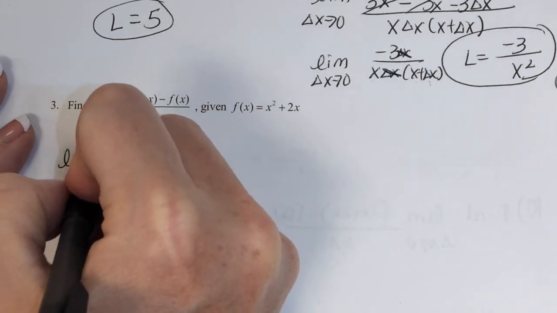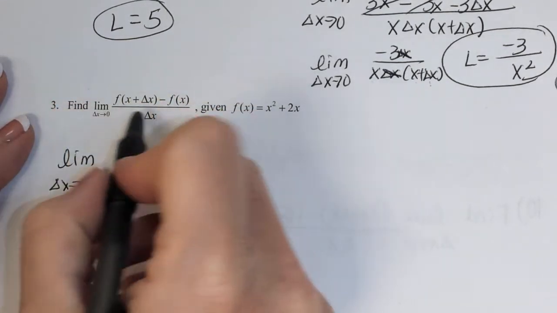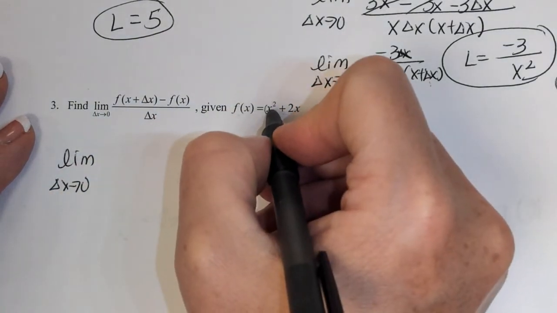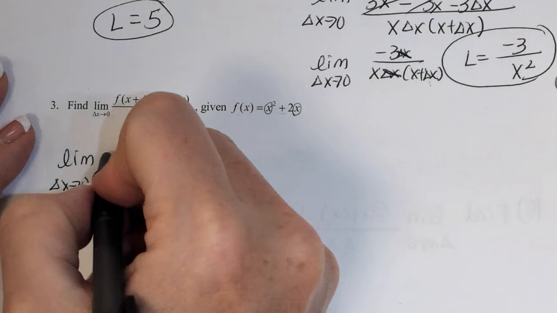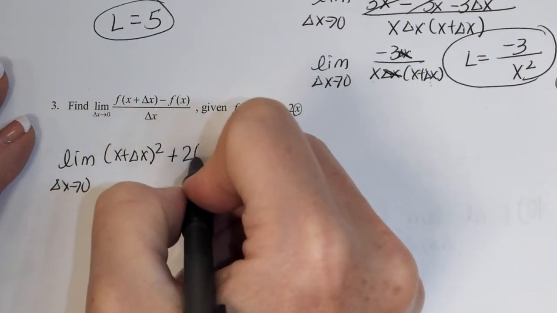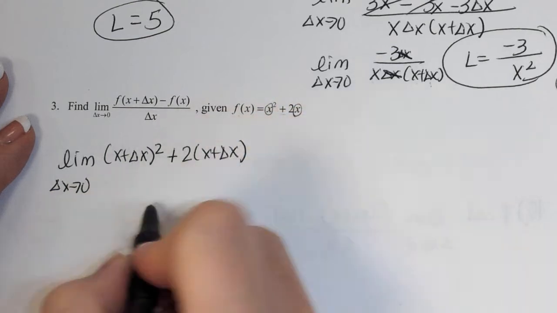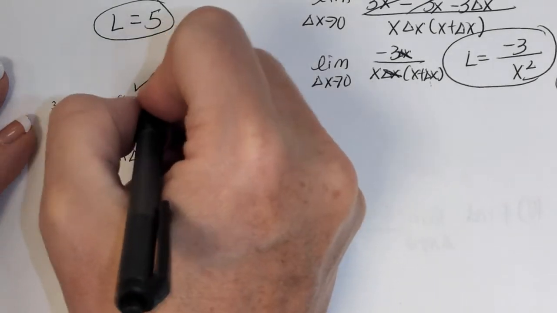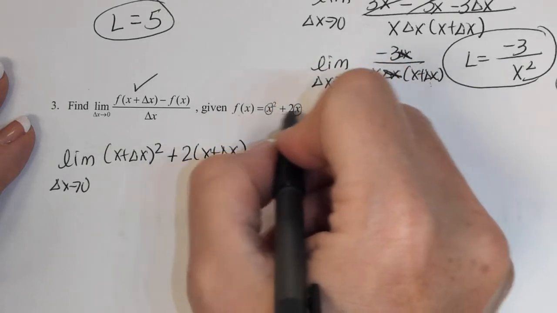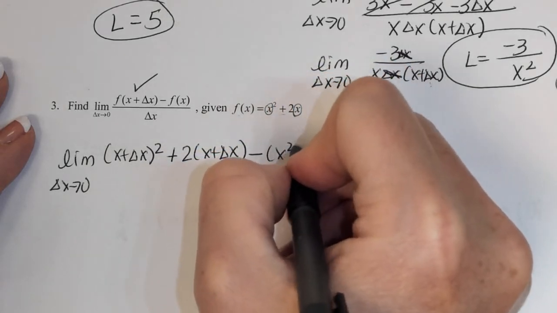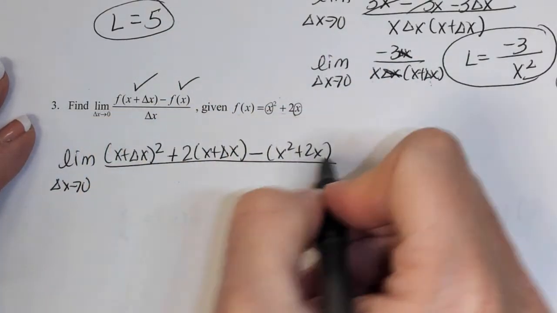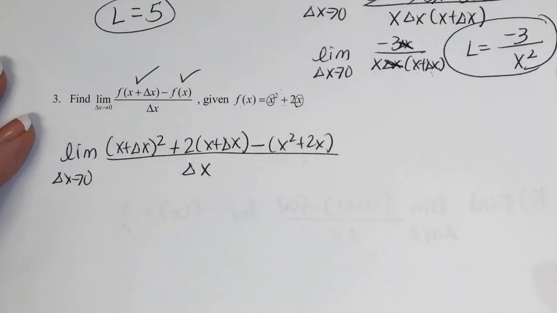So the limit as delta x approaches 0, I have to do this. So I look at my f of x function. Wherever I have those x's, I have to replace those x's with x plus delta x. All of this is the same as that right there. Now I have to do minus f of x. Well, that's just this right here that I was given. So I did that. All over delta x.